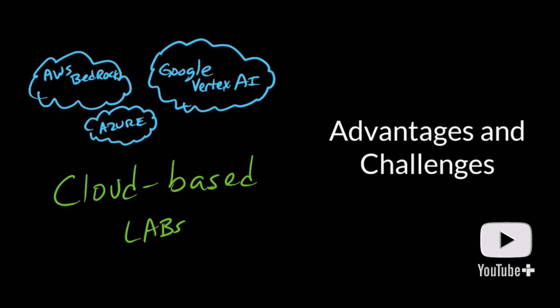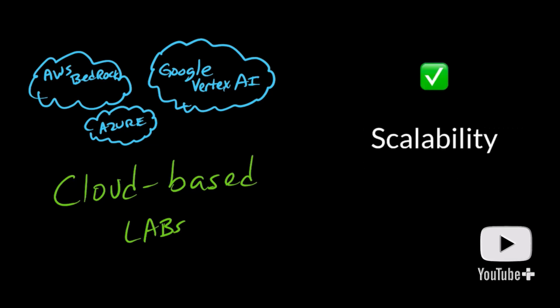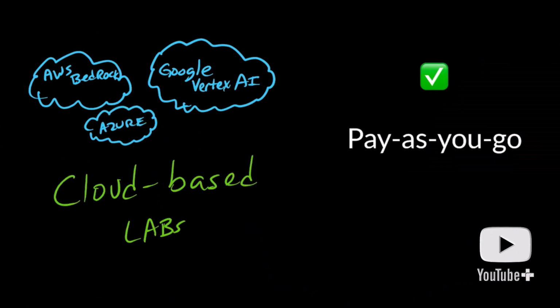At the end of the day, all of these are competing against each other, so they basically provide very similar functionality. So let's go over some of the advantages and the challenges of deploying a cloud-based AI lab or a sandbox. The first advantage is scalability. Resources can be scaled up or down on demand to meet your workload requirements. The other thing is that you have pay-as-you-go pricing, and it eliminates upfront hardware cost, and you only have to pay for what you use.